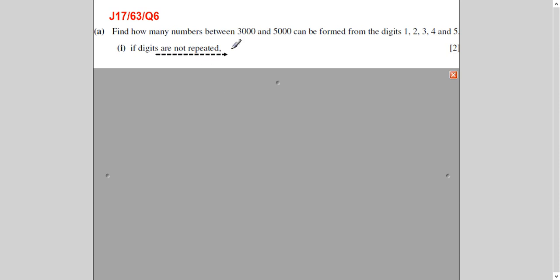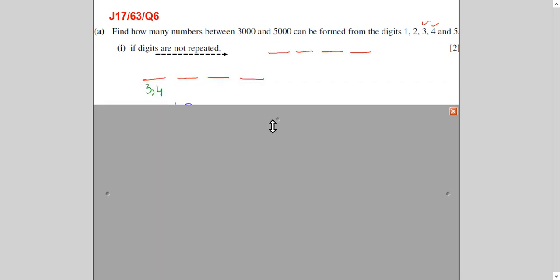I have to form numbers between 3000 and 5000. Digits are not repeated, so one digit one time. Only one condition is given, and you are using 1, 2, 3, 4 digit numbers. How many digits do you have? 5 digits. So what is the possibility at the first position? It could be 3 or 4. Only then the number will be less than 5000, right? So the first condition is that the first place can have only 3 or 4. So this is 2P1.